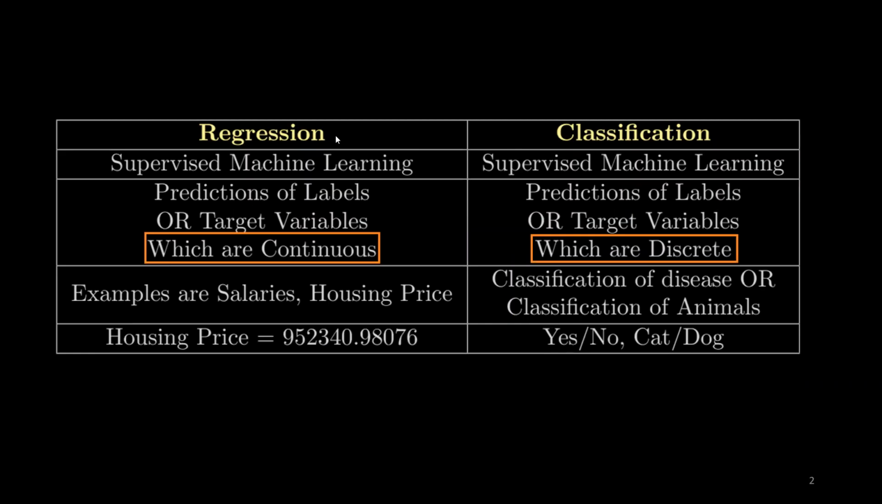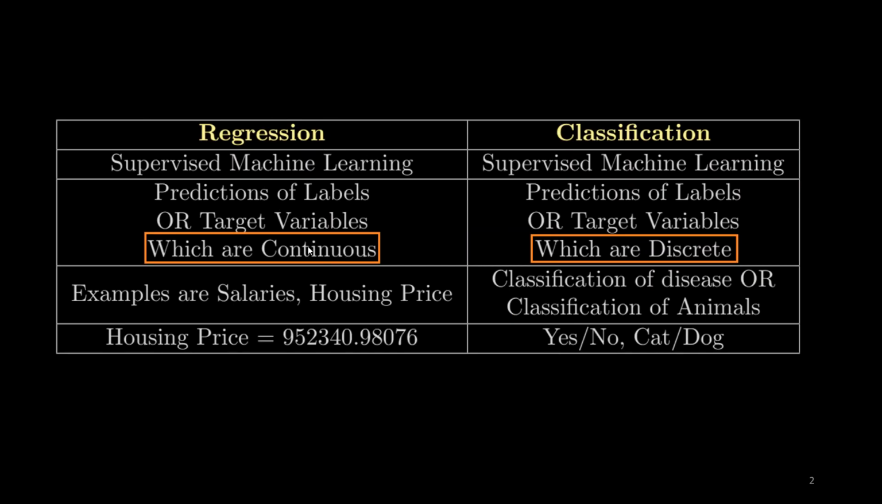We can see that both are supervised machine learning algorithms. That is, we need labels in order to perform regression as well as classification. So the labels are present in both. In regression, we perform the predictions of labels or target variables, and also in classification, we do the predictions of labels or target variables. Now here comes the big difference.